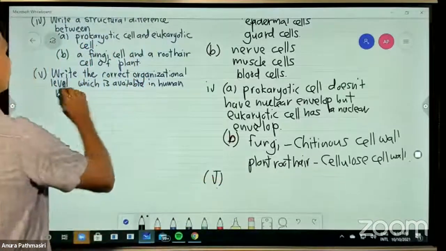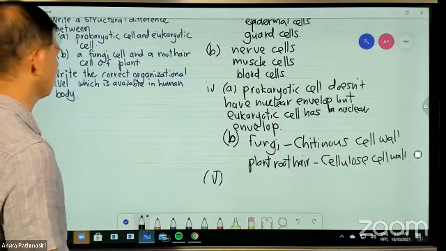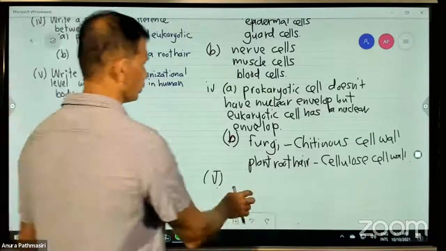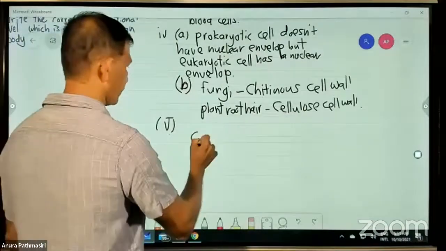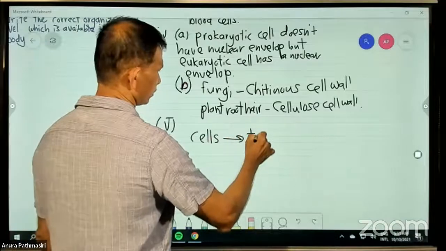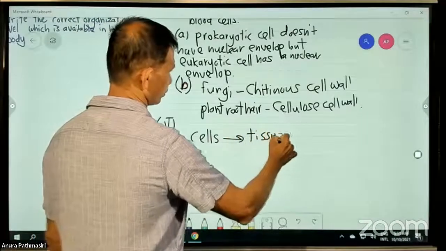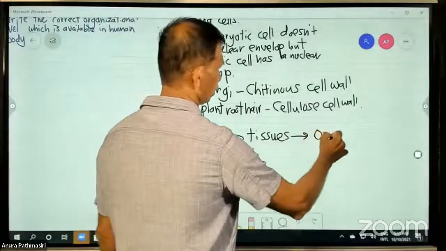Yeah, that's my nature. Write the correct organizational level which is available in the human body. So you can see what the organizational level is. Cell, then tissues, then organs.